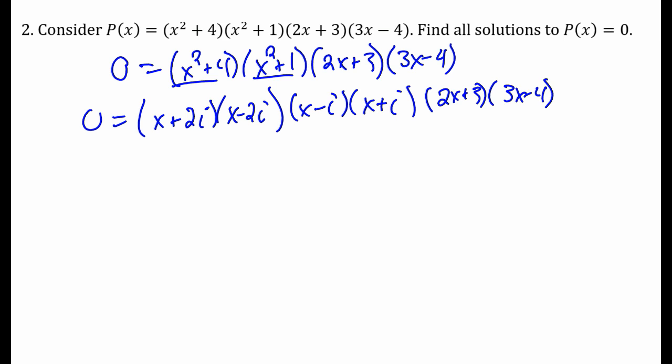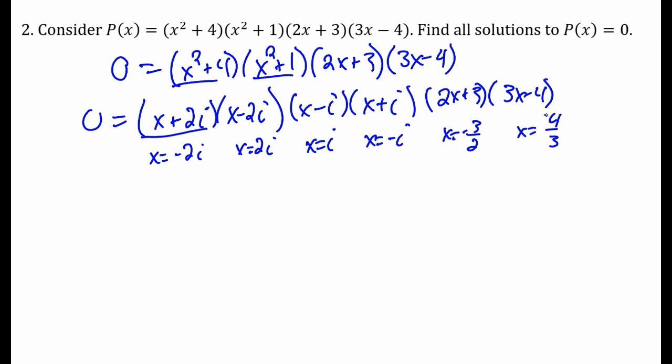So, what are my zeros? Well, we use the zero product property now. What number do I have to plug in there to get 2i? Well, I get x equals negative 2i. x equals positive 2i. i minus i is 0, so x equals i. x equals negative i. Subtract the 3, divide by 2, x equals negative 3 halves. If I plug that in, I would get 0. And x equals positive 4 thirds. So those are my zeros.